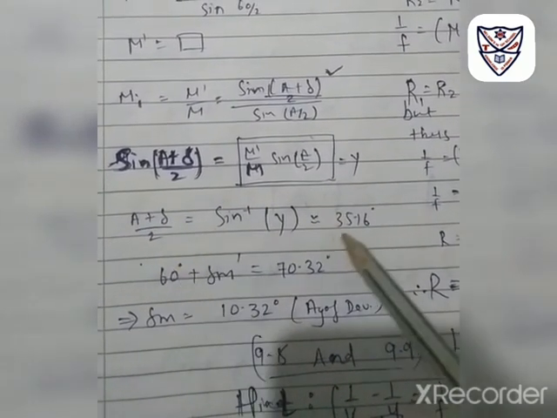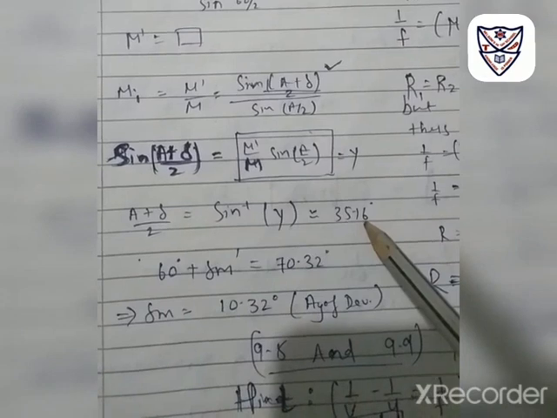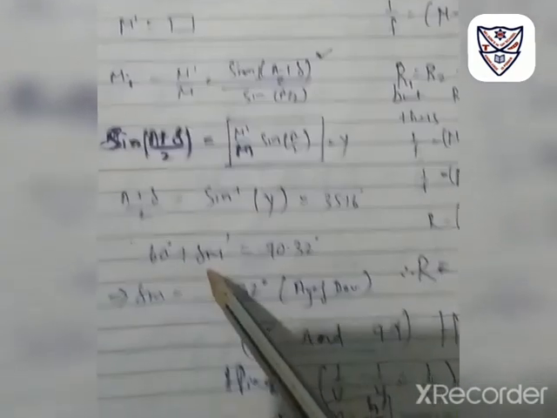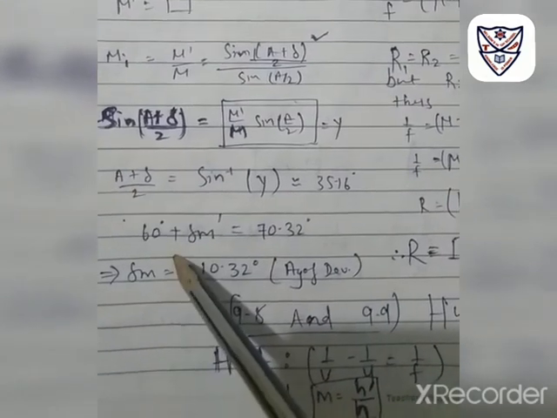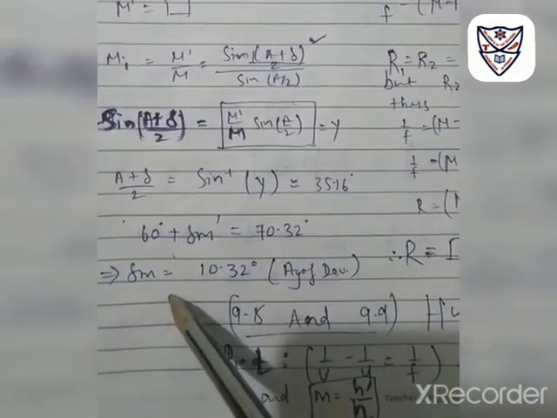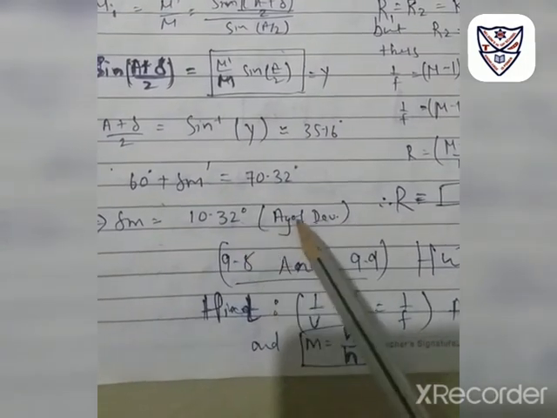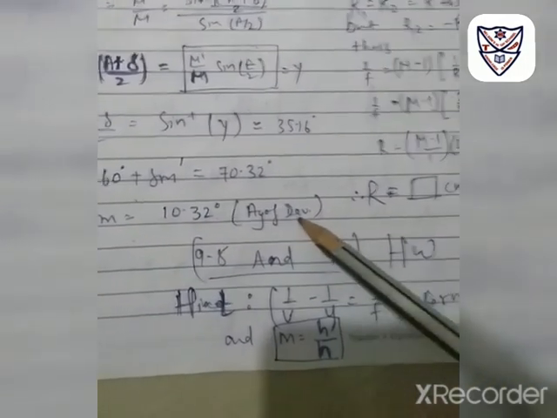Now just multiply by 2 this value. So A and del, you know, or del you have to find. A value you know. Okay, del m will be, just after subtracting, you will get this value. This is your angle of deviation.